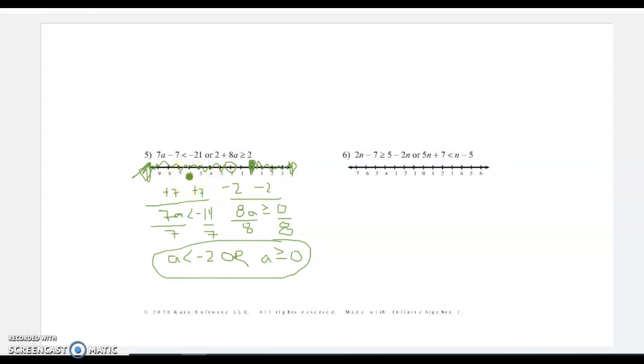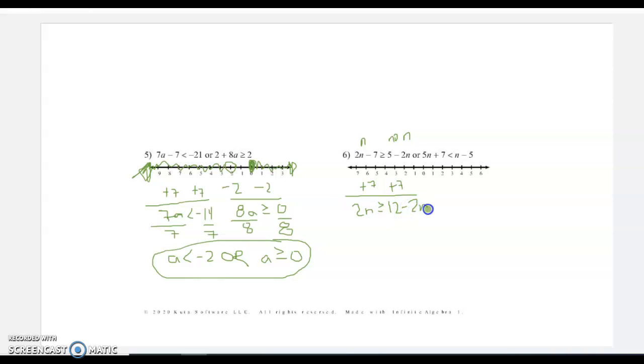All right, let's look at one more, uno más. So let's see. Oh, this one is a little more difficult. We've got variables on both sides. So we're going to go n on the left, no n on the right. So I have to move the minus 7 by adding 7. I would add 7 to the 5 on the other side because those are the no n's, the constants. So we have 2n greater than or equal to 5 plus 7, which is 12, minus 2n.